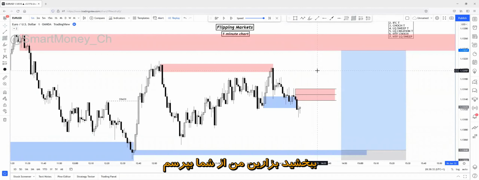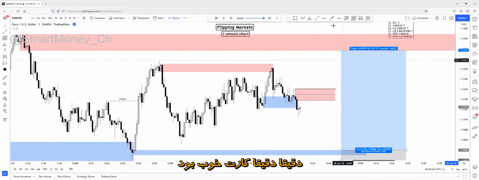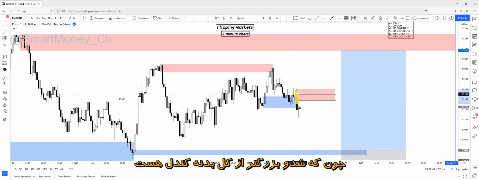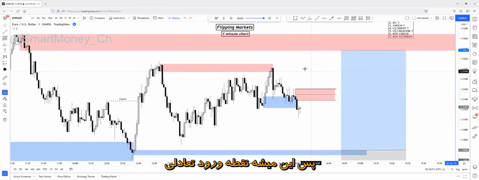No, sorry, let me just ask you, why do we call it an equilibrium entry point? What's the reason? Just answer, please. Because the wick is bigger than the body of the candle. Exactly. Good job. The wick is bigger than the whole body. So this is an equilibrium entry point.